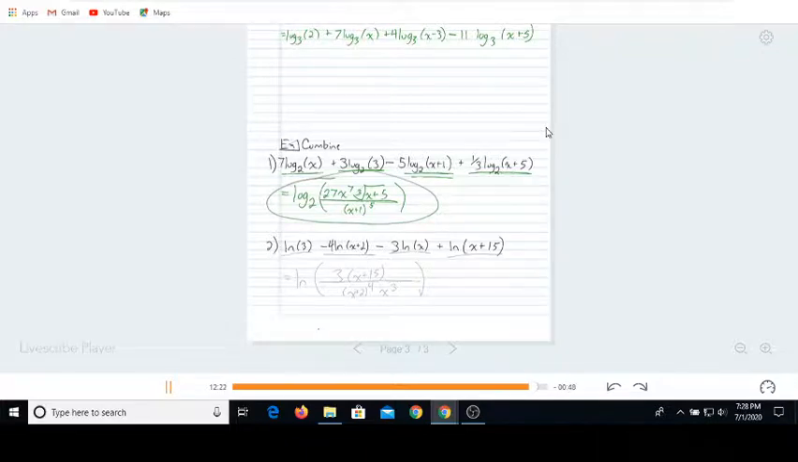Alright, let's do one more of these. So all of these will combine into a single natural log. So 3 goes to the numerator. X plus 2 to the 4th, denominator. X cubed, denominator, because it's negative. X plus 15, numerator, because it's positive. It's that easy.